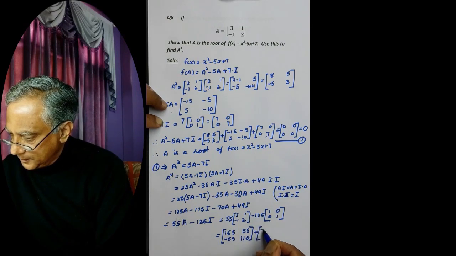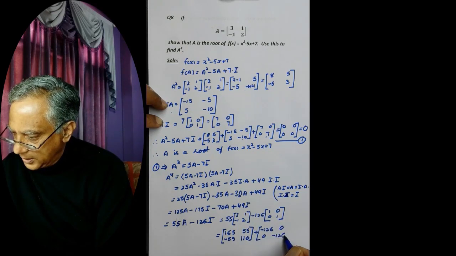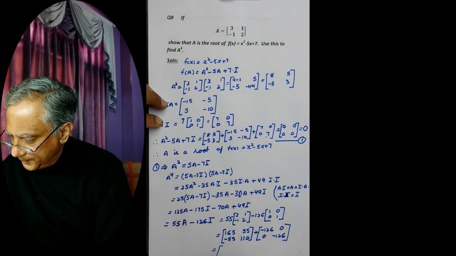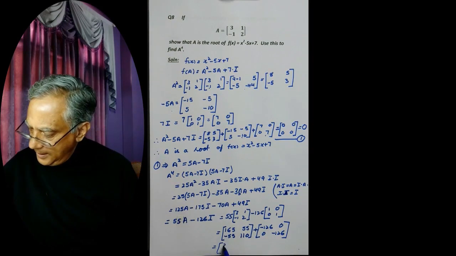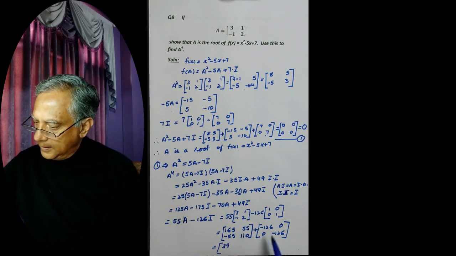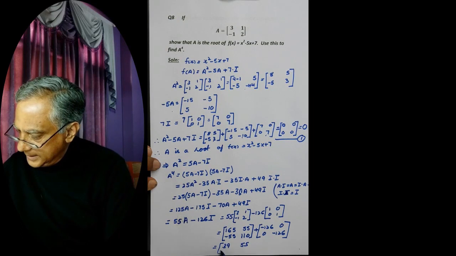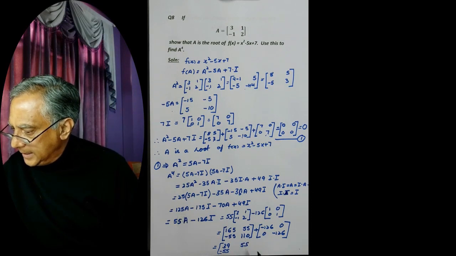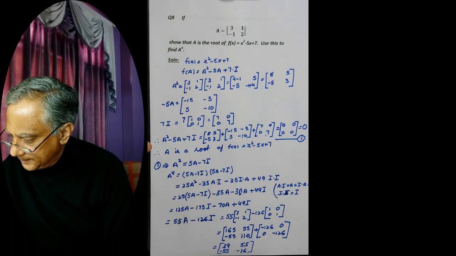Plus minus 126, 0, minus 126. And this is equal to, how much is 165 minus 126? 39. This is 55. This is minus 55. And 126 minus 110 is 16. So this will be minus 16.